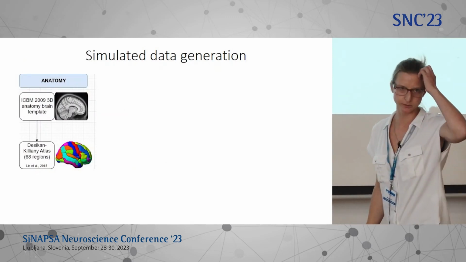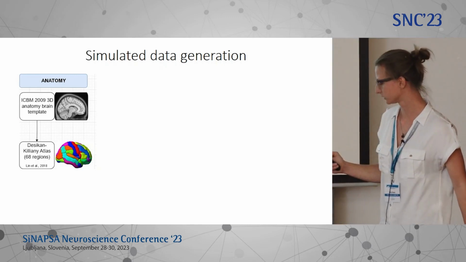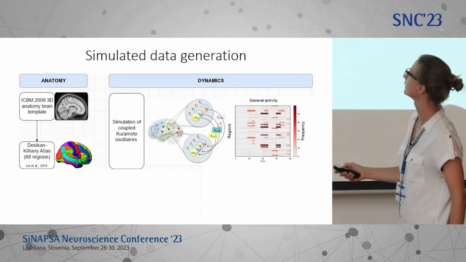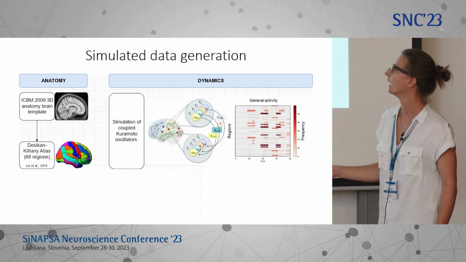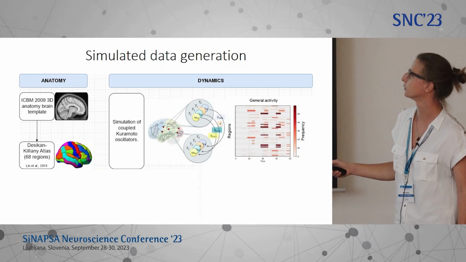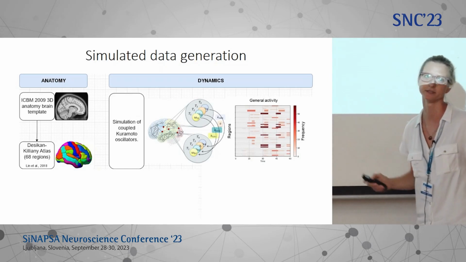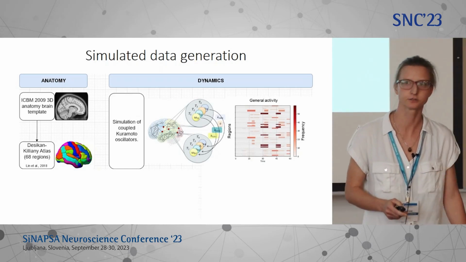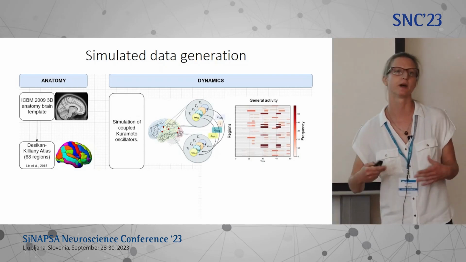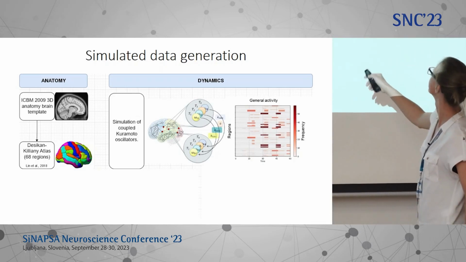Yeah, okay, so I mentioned that we used the simulated data to assess the method. How we do this is like this general approach. So we need some anatomy and the atlas with 68 regions that I was mentioning before. And then this is where we put our activity, and activity is the simulation of coupled Kuramoto oscillators. So these are phase oscillators, which we actually then also give the amplitude by wrapping them into the sine functions. And so at the end, we get such activity.